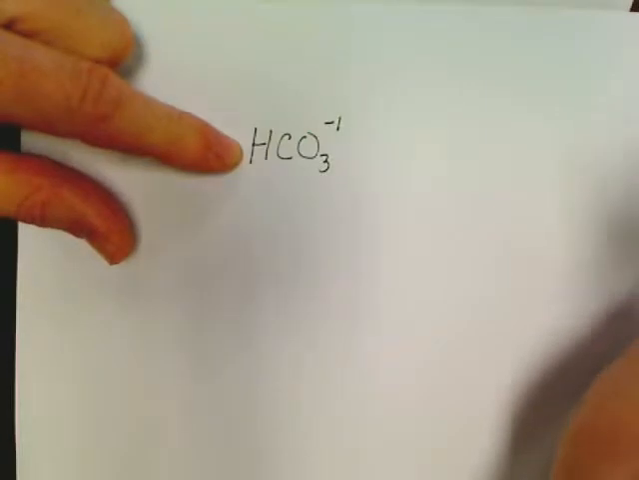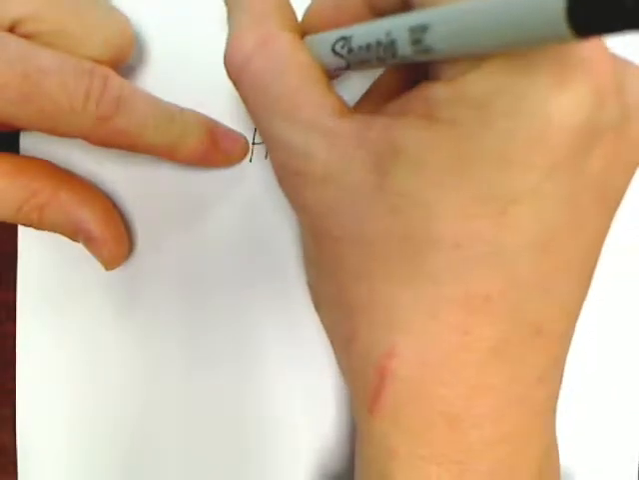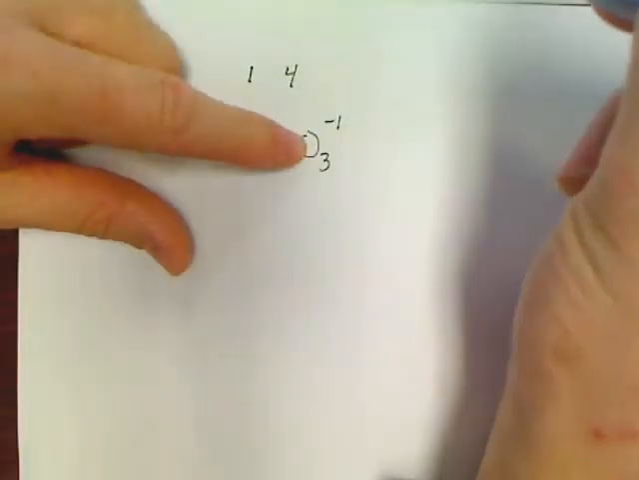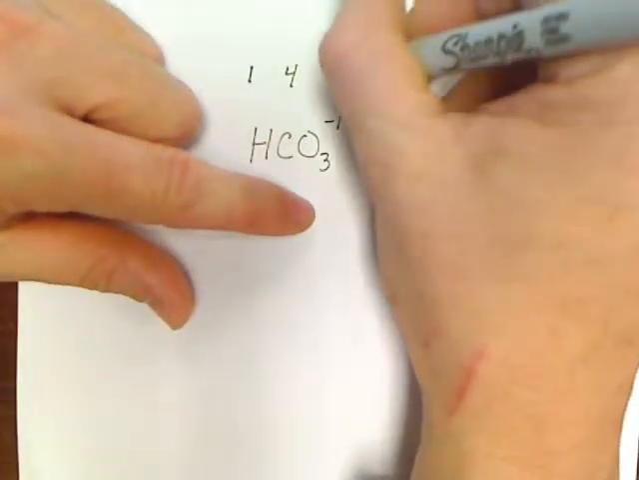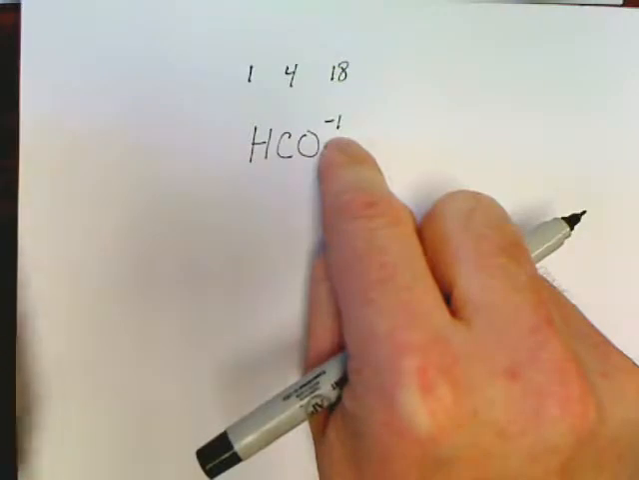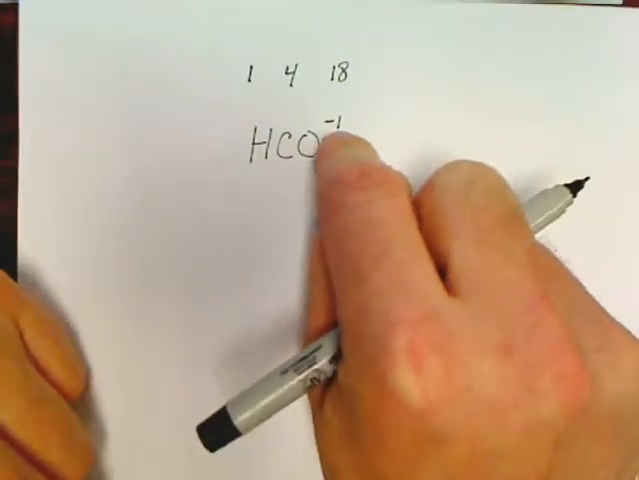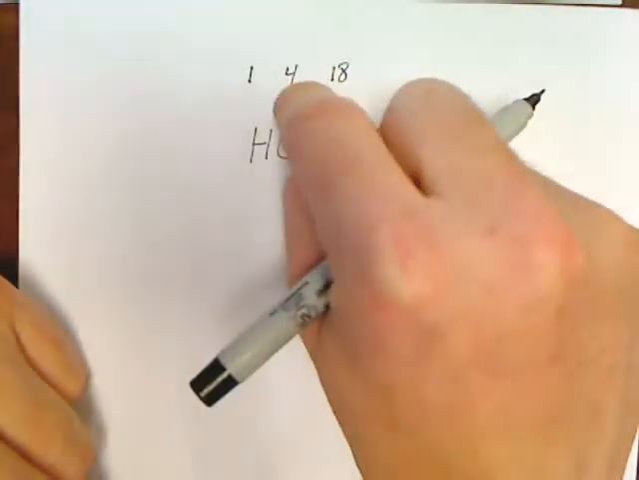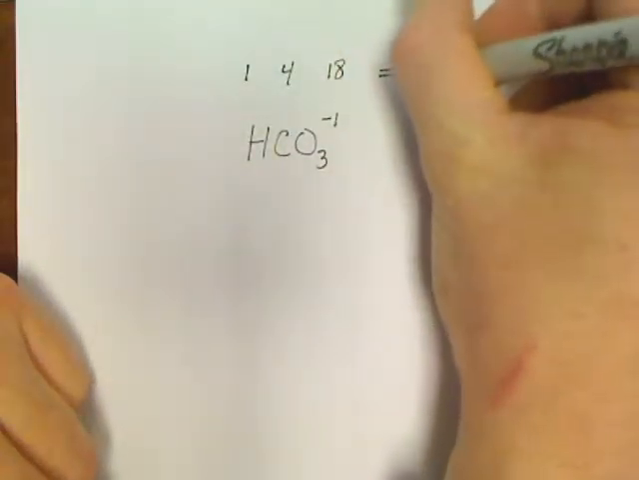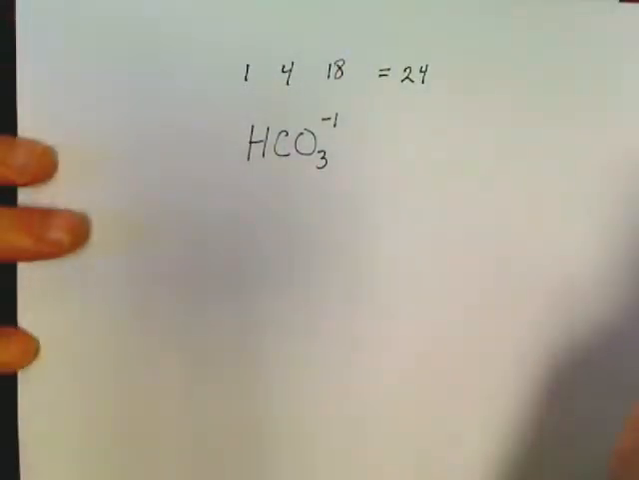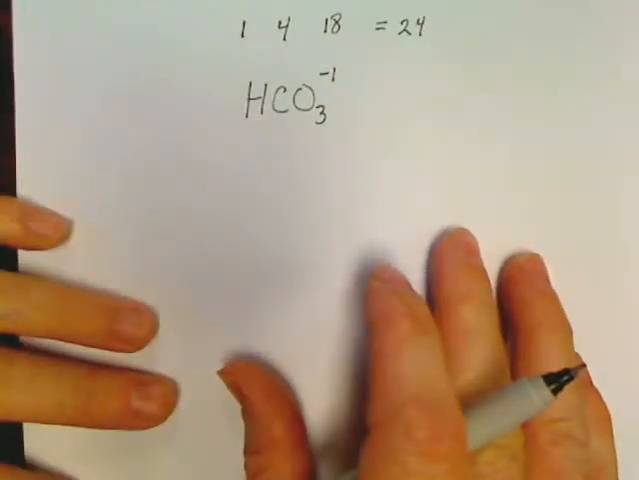Well, let's start off by adding up our electrons. Hydrogen has 1. Carbon has 4. Oxygen has 6 times 3, which is 18. This is a -1, meaning we have an extra electron. So we've got 18, 22, 23. We've got a total of 24 valence electrons in this problem. So that's what I've got to work with.